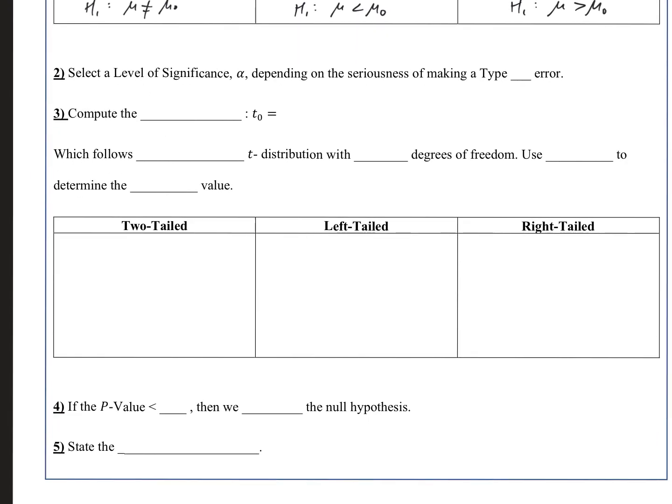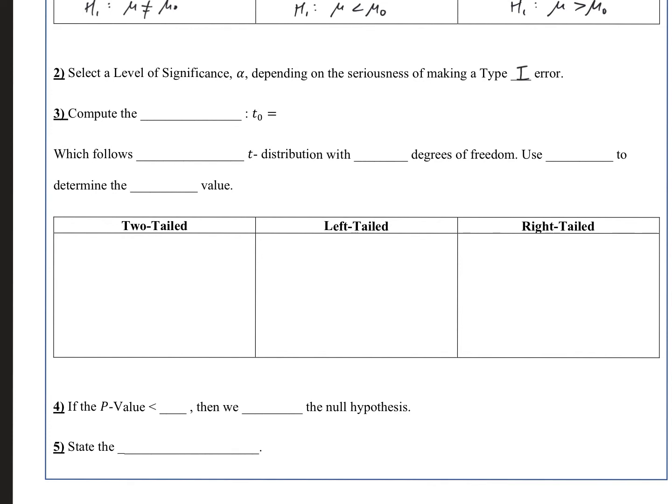Step 2, once again, select a level of significance alpha depending on the seriousness of making a type 1 error, usually given to you. Well, unless you're the person who's researching. If you're actually the person researching, that's when you decide how much of a wiggle space you want to give yourself for that type 1 error. But for the class, more than likely, you'll be given the level of significance.